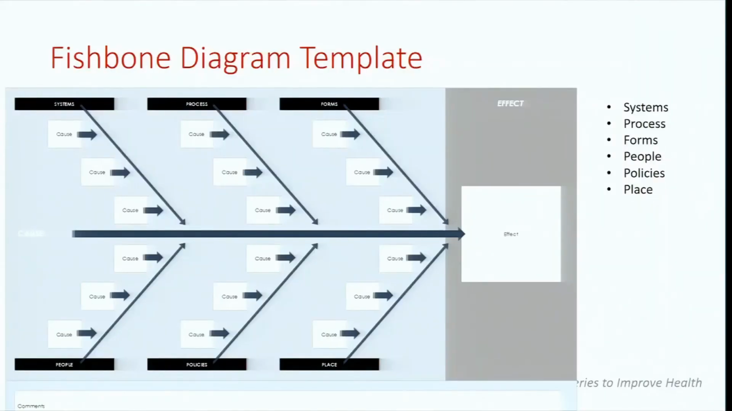Okay. Fishbone diagram is another. So I just went through the 5 whys. A fishbone diagram sort of unpacks it in terms of what are the systems, the processes, the forms, people, policies, maybe the environment or place that led to that risk occurring. Okay, so that's just another way of kind of figuring out what went wrong, similar to the 5 whys.